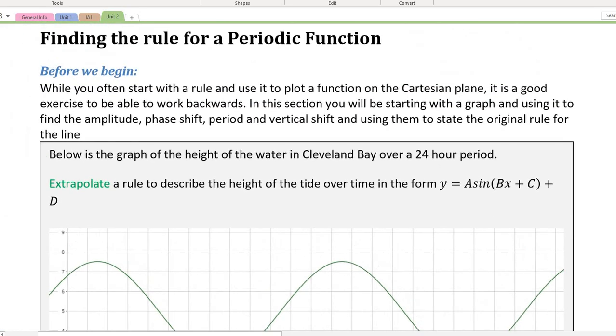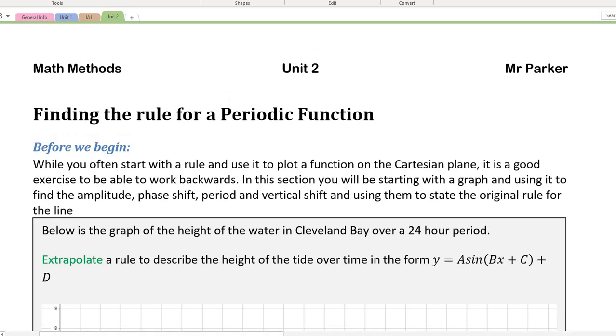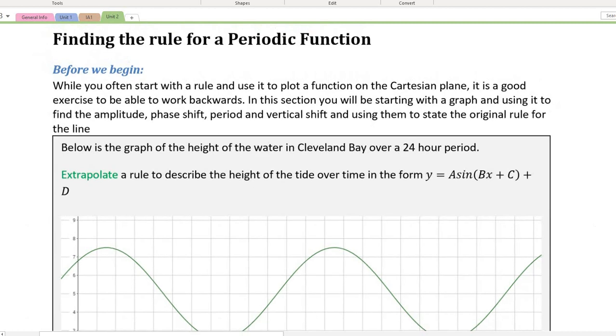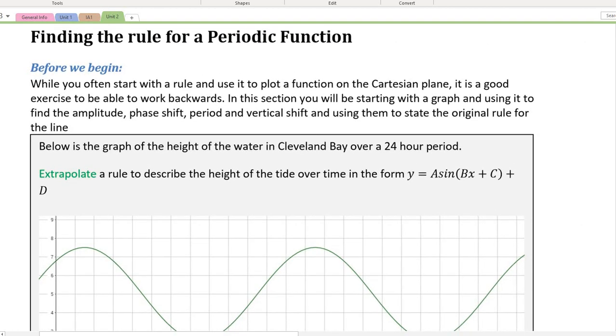Okay, guys, can we jump to page... What's the page after where you were? 24. So for this one, guys, we're finding the rule of a periodic... You didn't bring yours? I'm pointing at it. Below. Why have you brought last unit's?